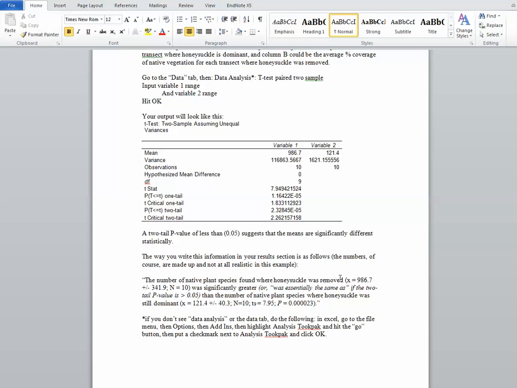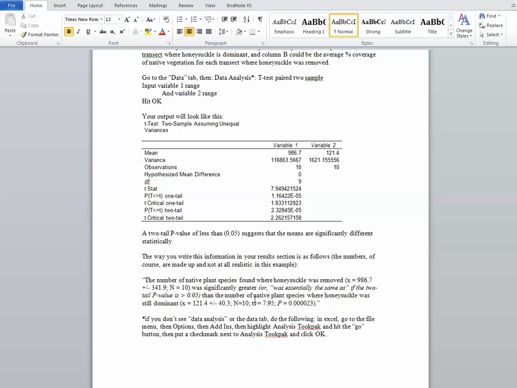So you're giving them some results here. You're showing them what the mean is, what the standard deviation is, where honeysuckle is removed. The number of native species where honeysuckle is removed is significantly greater than, you can say significant, because this p-value is less than 0.05. Notice that this is in scientific notation here. It's times 10 to the negative fifth. Anyway, it was significantly greater than the number of native plant species where honeysuckle was still dominant. And I have, once again, the mean here, the standard deviation, the number of replicates.